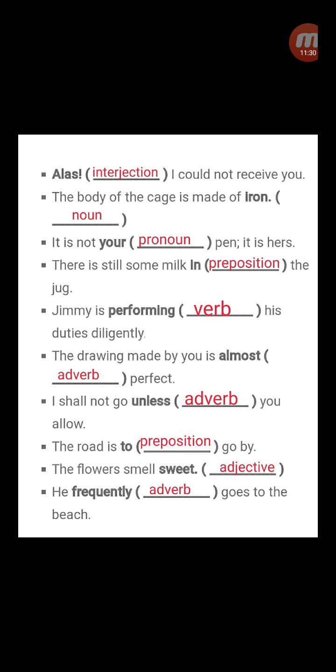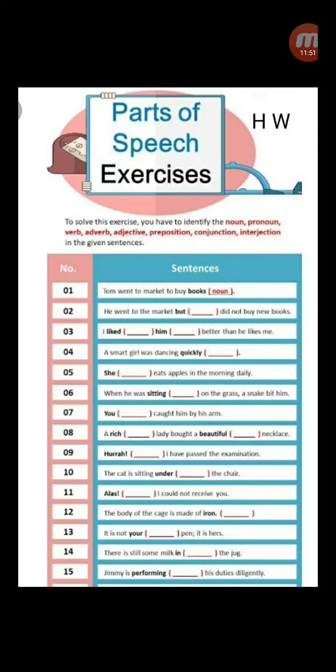I shall not go unless you allow. It is an adverb. The road is to go by. Preposition. The flower smells sweet. It's an adjective. He frequently goes to the beach. Adverb of frequency.